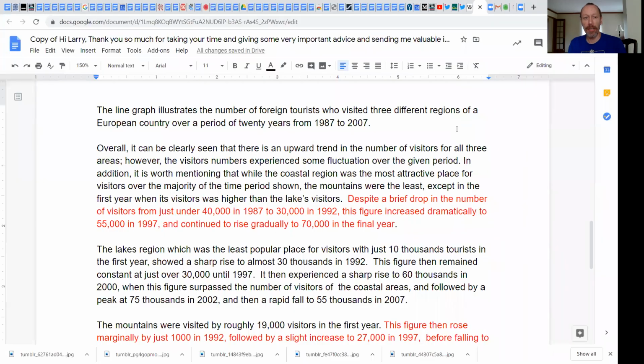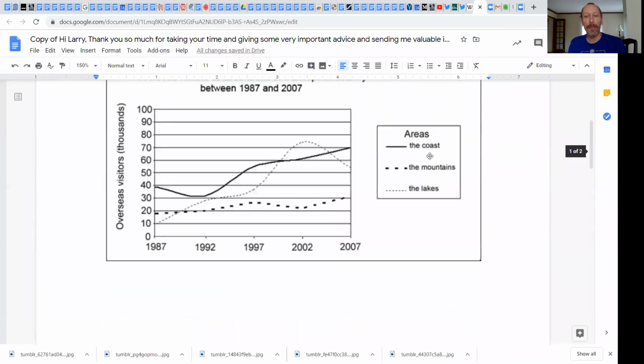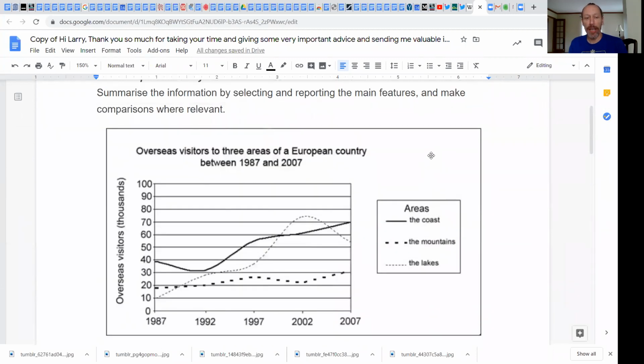Here is my student's writing, I believe. It's here someplace, yes. So this is a graph that we're looking at today. It's a pretty straightforward graph, but I'll just introduce it to you. And if you want, you can pause the video for a moment to look at it in more detail. But we're looking at the number of overseas visitors to 3 areas of a European country between 1987 and 2007. So as you see, there are 3 areas.